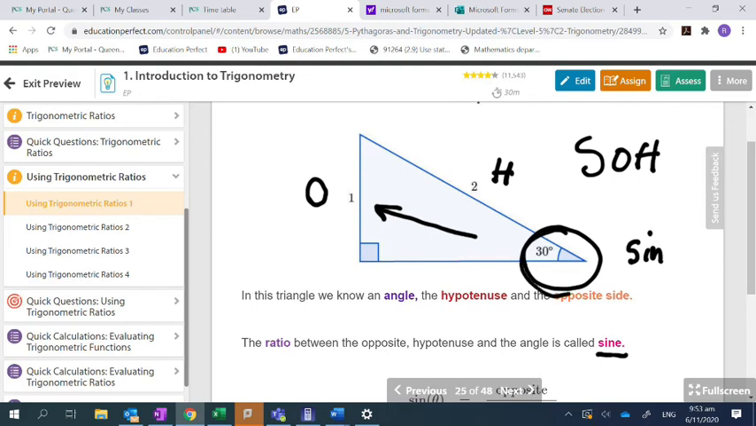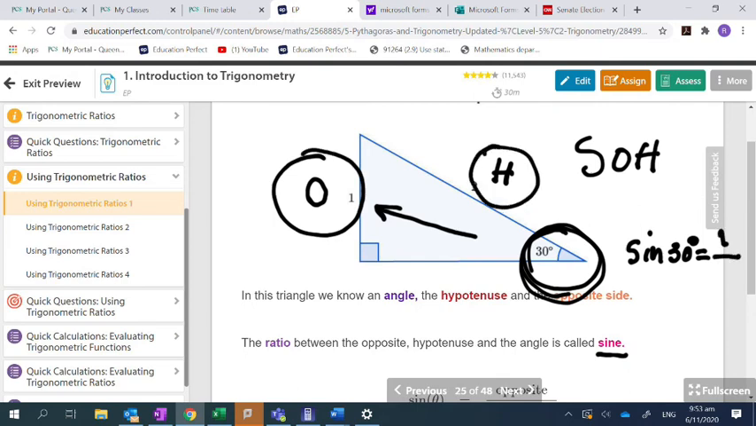Sine of my angle, what's my angle? 30 degrees equals, what's my opposite? 1 over 2. What's my hypotenuse? 2. So there it is. That's the answer.